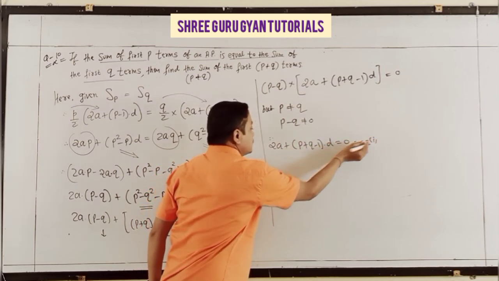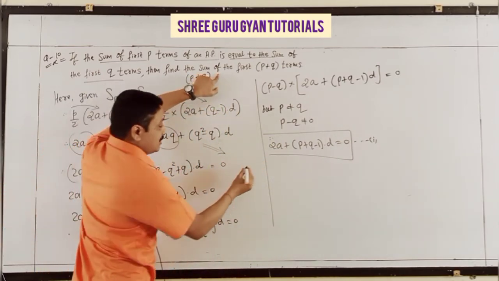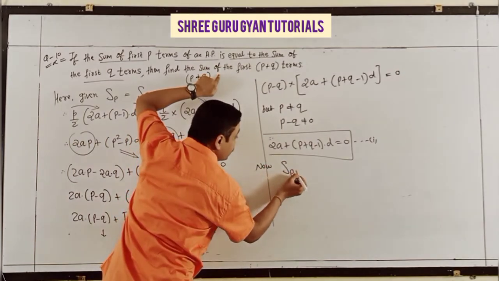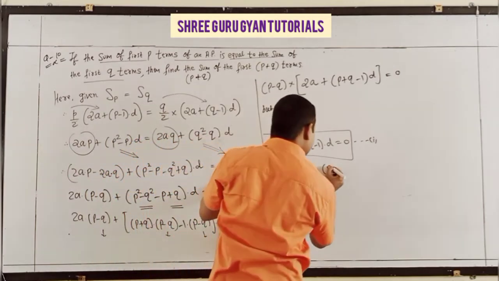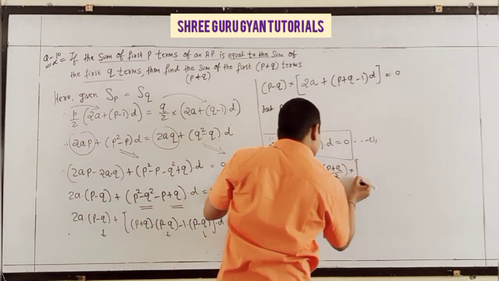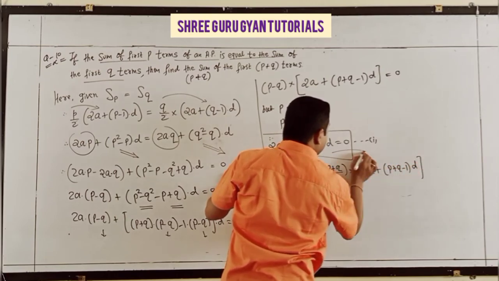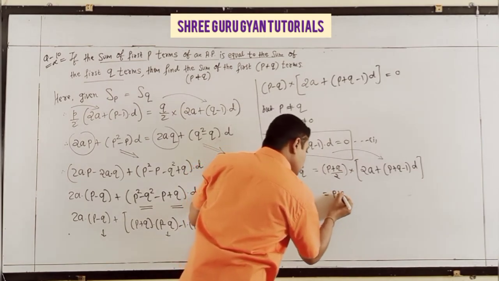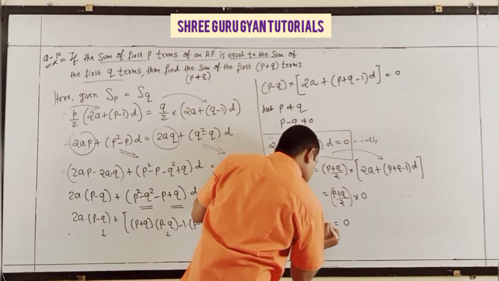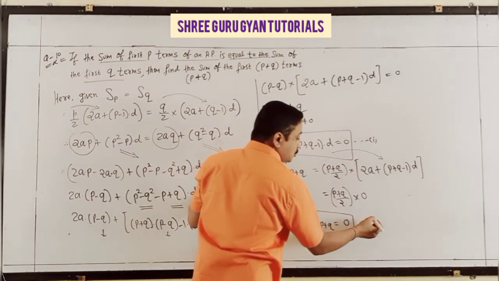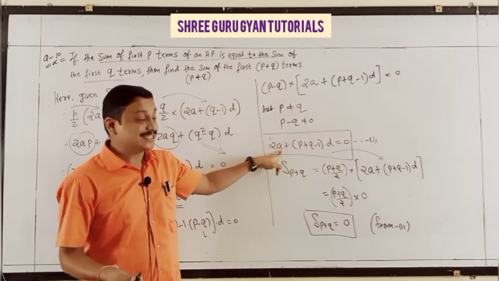And here utilize your statement number 1. Now I want the summation of the first p plus q terms, the summation of n terms. It is n by 2, next 2a plus p plus q minus 1 d, and that becomes 0. So p plus q by 2 as it is into 0. So you get here 0, the summation of p plus q terms, starting from 1. Here the value is 0.